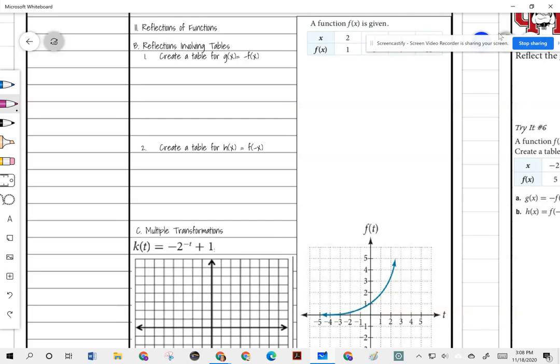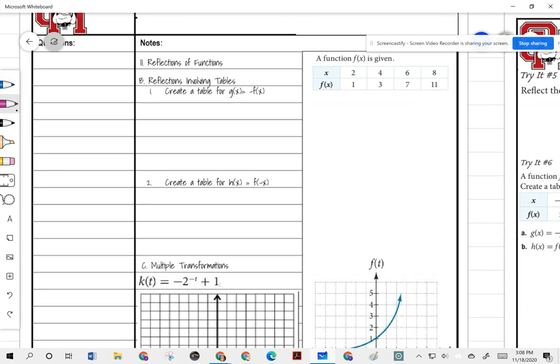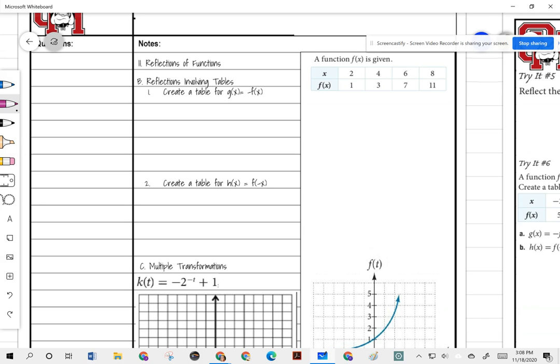So we are going to continue this right now. We are looking at part B, reflections involving tables. So let's take a look at B number one. It says create a table for g of x where you're taking negative f of x.